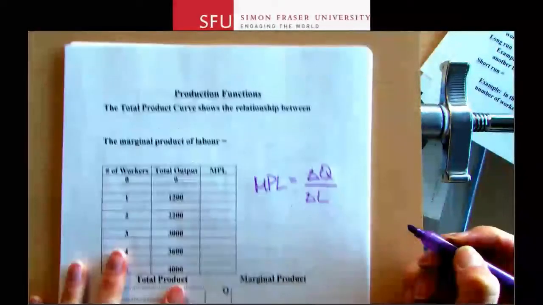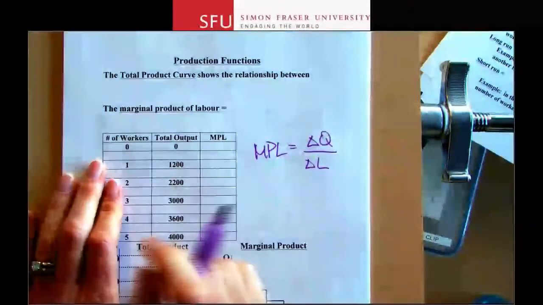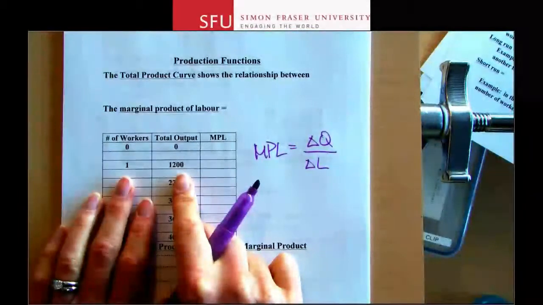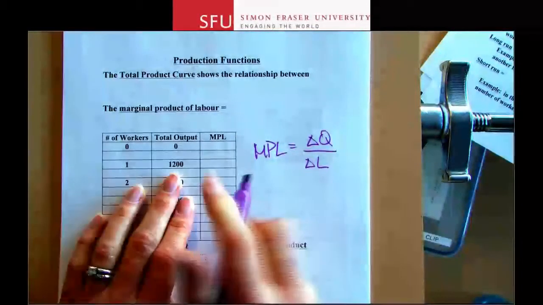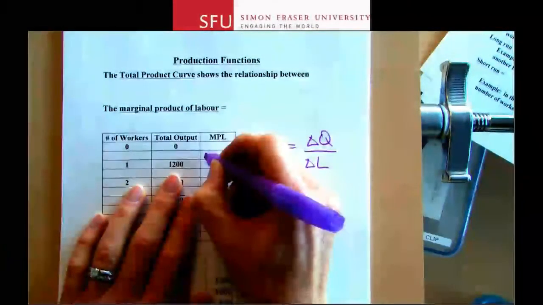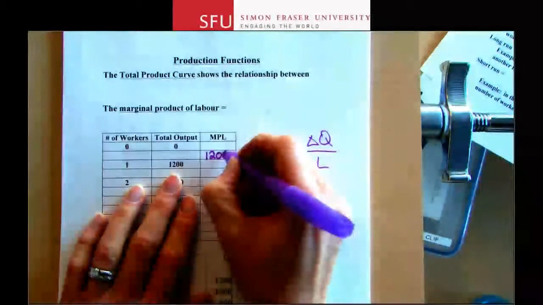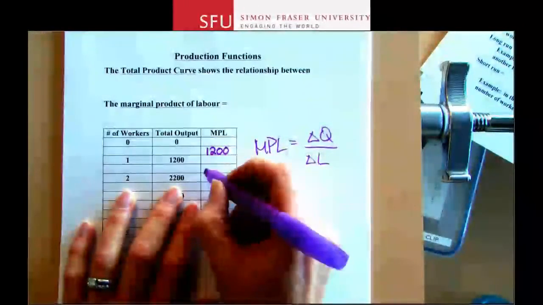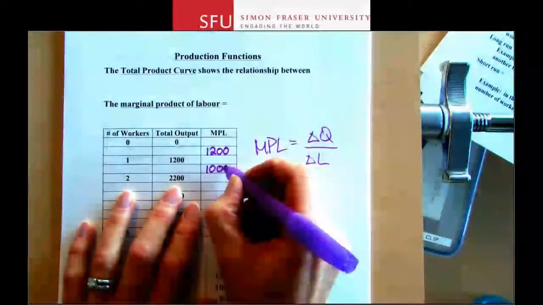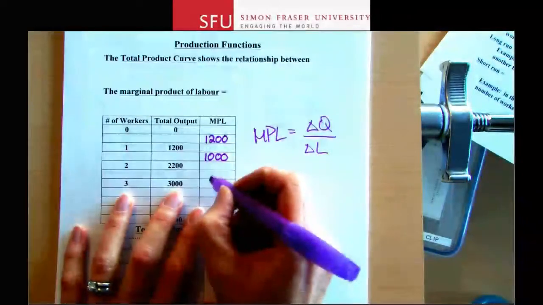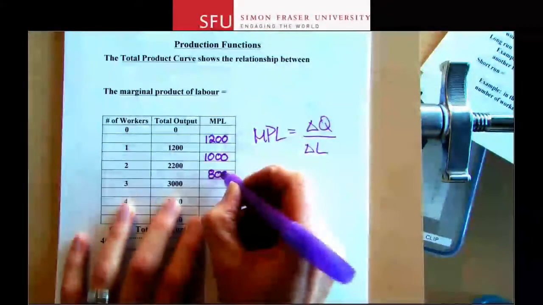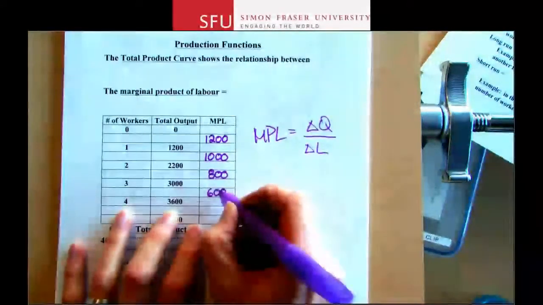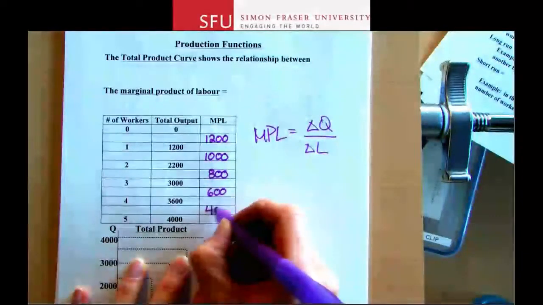All right, so here we have a table showing number of workers and total output. All right, so we're just measuring the changes then. So the first worker increases output by 1,200, and then the second worker went 1,200 to 2,200, so they only increase output by 1,000. And then the third worker, 800, 600, and 400 for the last one.